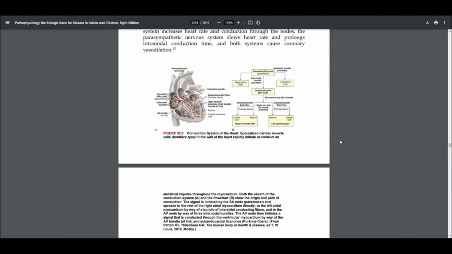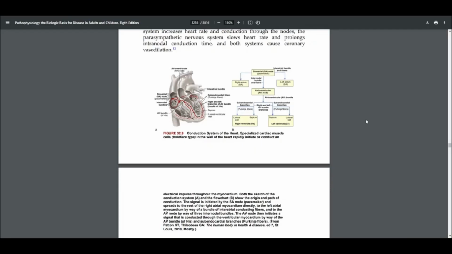And here it looks like it's talking about your SA node and AV node, your AV bundle of His, your interatrial bundle, subendocardial fibers or Purkinje fibers, your right and left branches of the AV bundle, again the bundles of His, your septum, and your lateral ventricular wall. So how does this all work in terms of your SA node, your pacemaker?